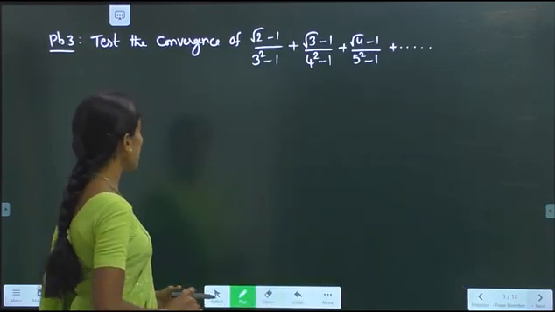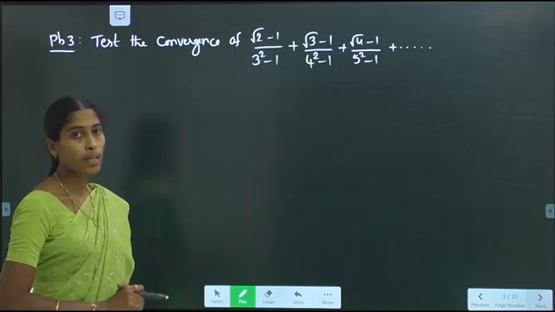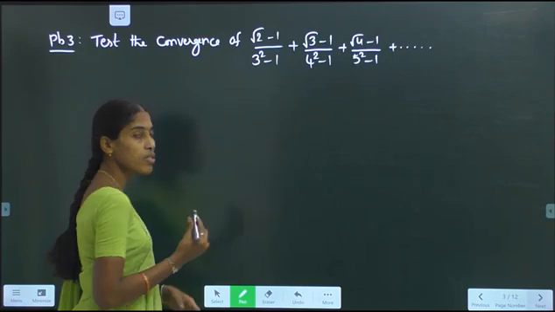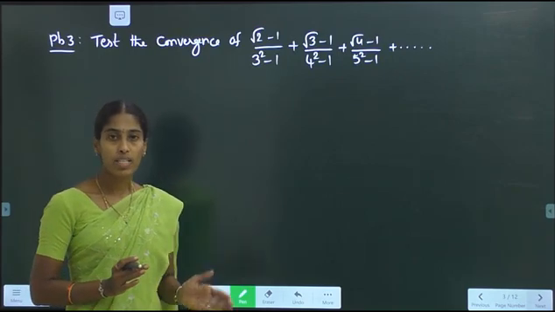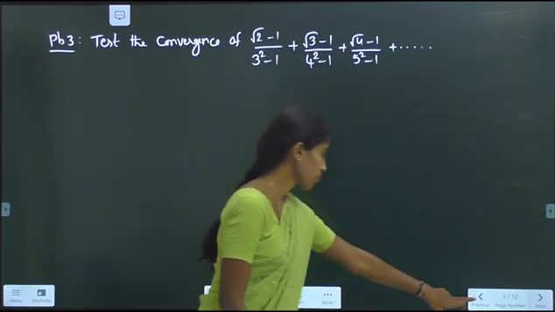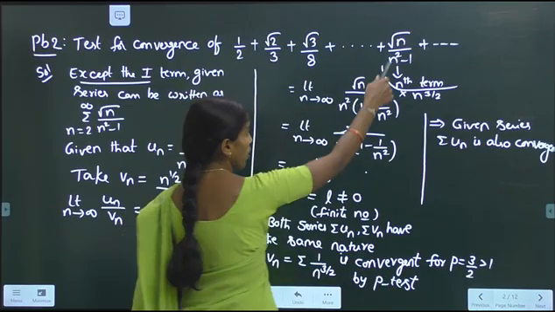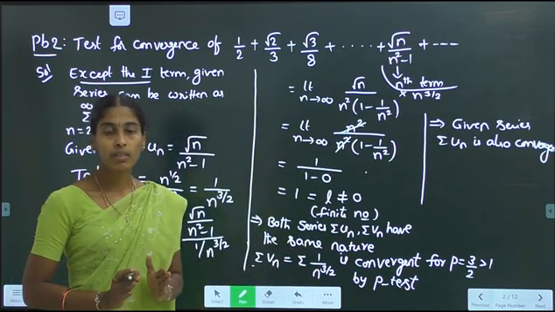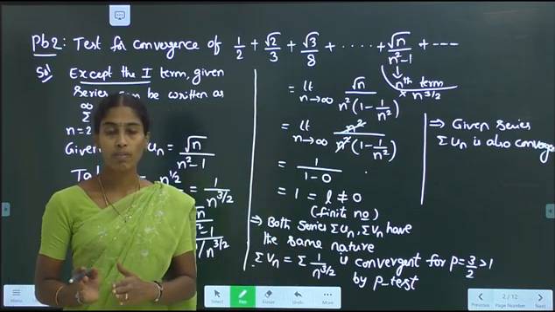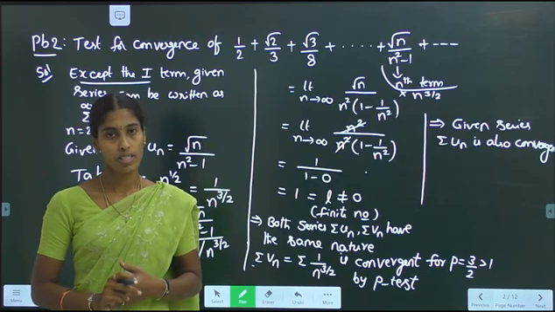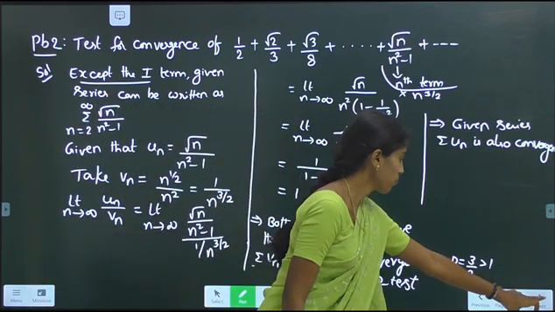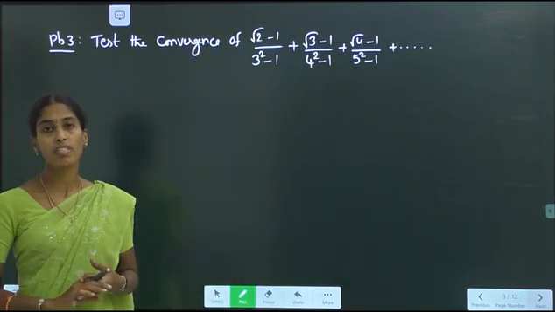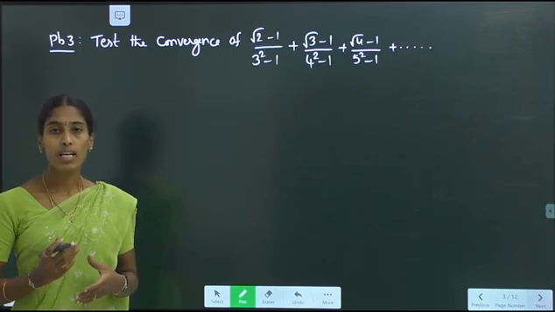Now the next one, test the convergence of root 2 minus 1 by 3 square minus 1 plus root 3 minus 1 by 4 square minus 1 and so on. The difference between the previous sum and this one is, in the previous sum, the nth term is given, which is root n by n square minus 1. If the nth term is given, we can write Un directly, which is nothing but the nth term of the series. But in this sum, the nth term is not given. If the nth term is not given, first we have to identify what the nth term is, right?